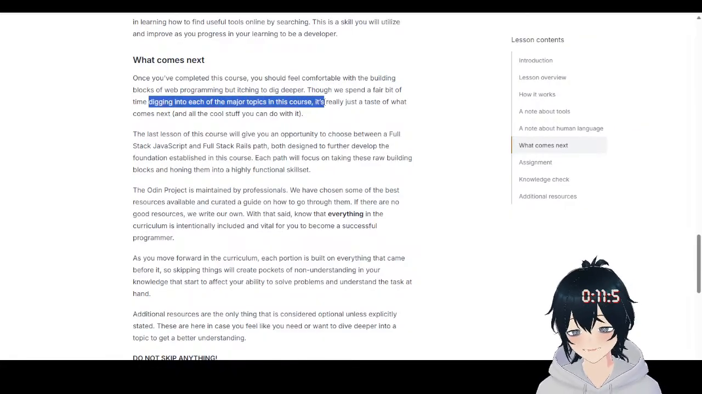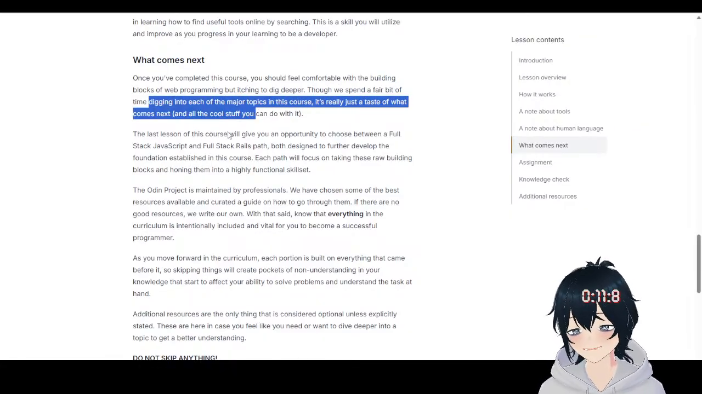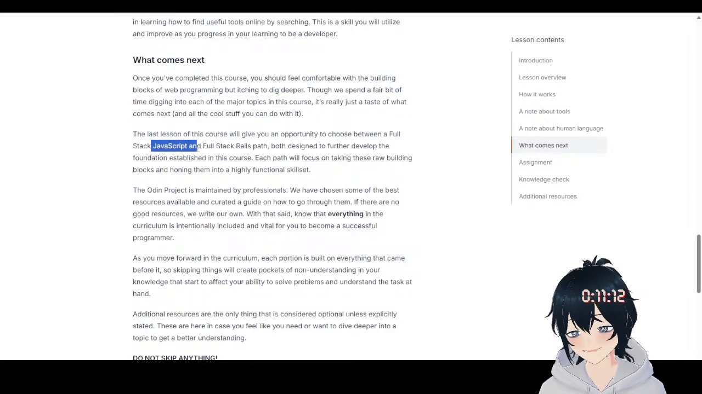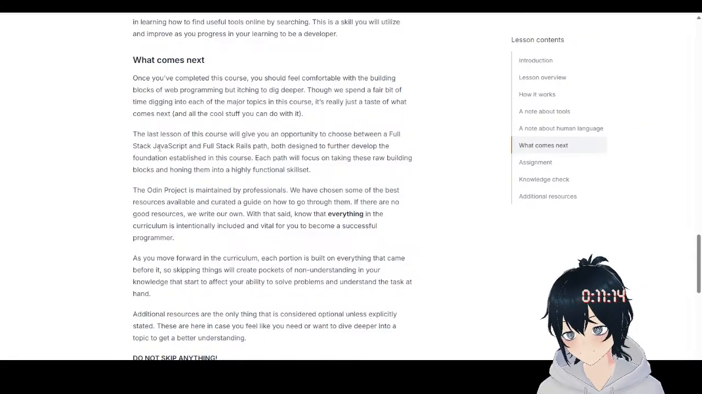Digging into the major topics in this course is just a taste of what comes next. The last lesson of the course will give you an opportunity to choose between full stack JavaScript and full stack Rails. Each path will focus on taking these broad building blocks and honing them into a highly functional skill set.